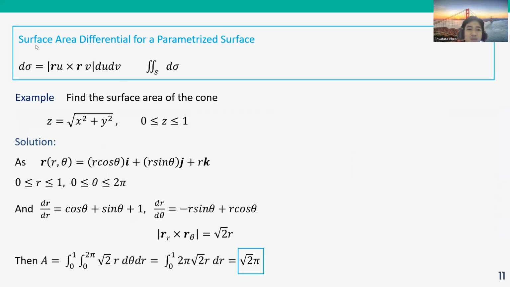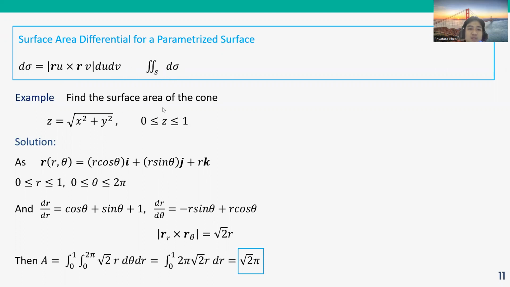And also, there is a surface area differential for a parameterized surface. We can abbreviate the formula for the area of the smooth surface by using d sigma equal to the absolute value of the partial derivative of R over U cross R over V, du dv. So we get this formula.